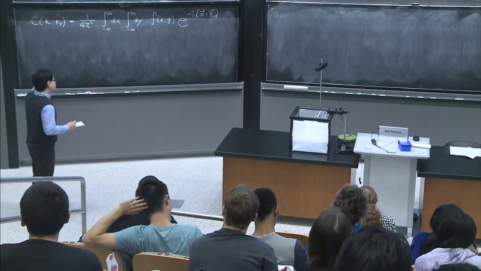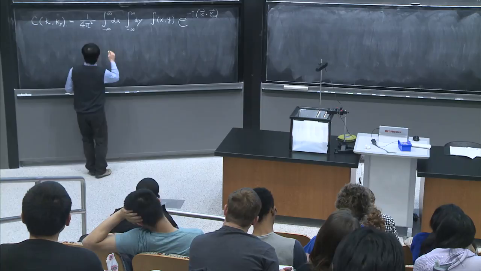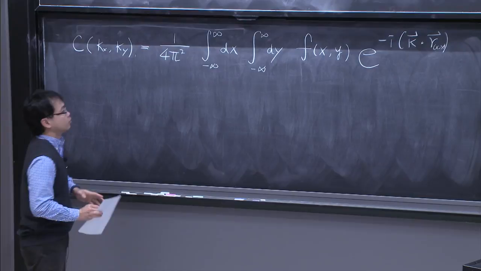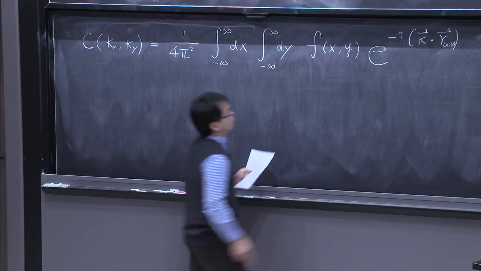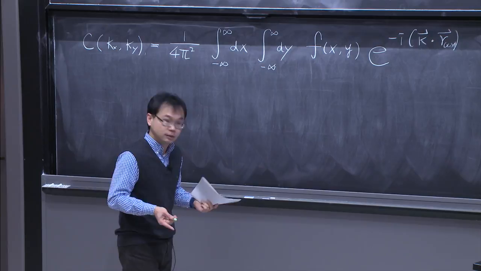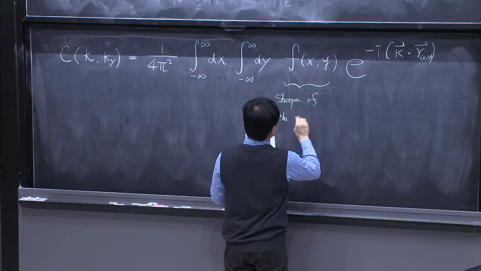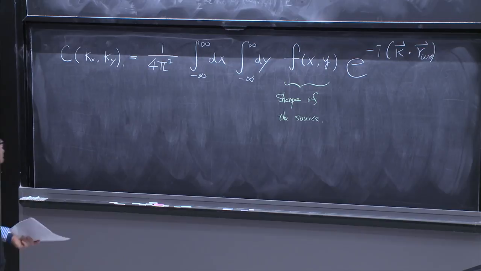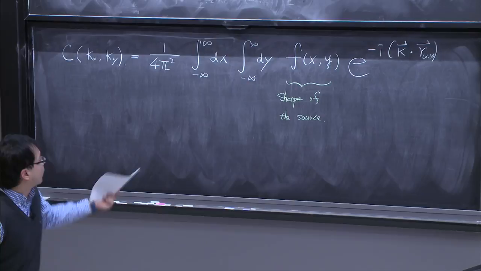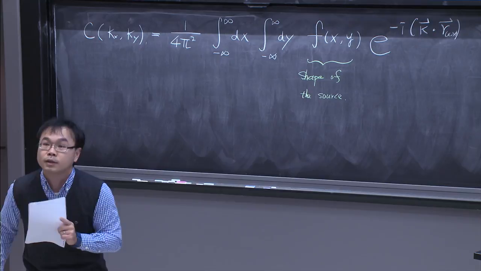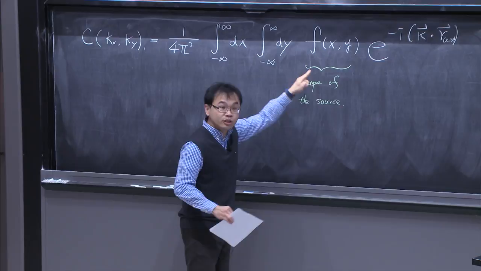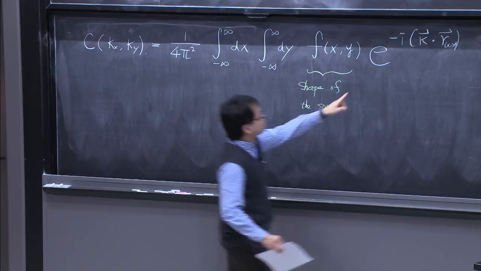So what does this integration mean? We have basically this two-dimensional Fourier transform. The f function is telling you the shape of the source. As we discussed before, every point on this shape is a source of spherical wave, by Huygens' principle. So that is telling you where I should do the integration. This one, exponential of ik dot r, what is that?